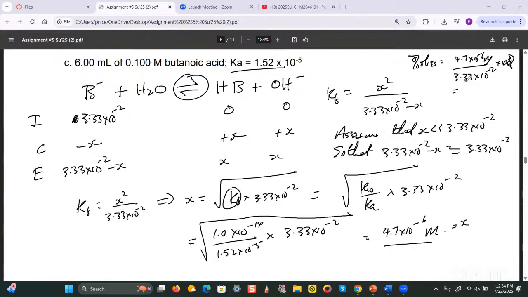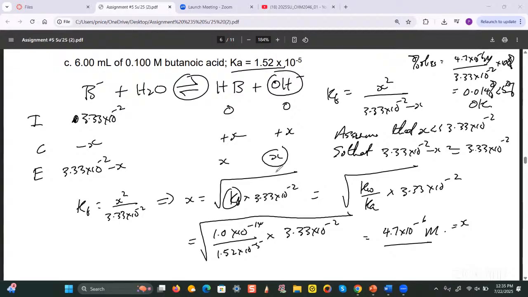4.7 times 10 to the minus 6 divided by 3.33 times 10 to the minus 2 times 100% is equal to 0.014%, which is less than 5%. So the assumption is okay. Since X is equal to 4.7 times 10 to the minus 6, we can take that to be the same as the concentration of OH minus.